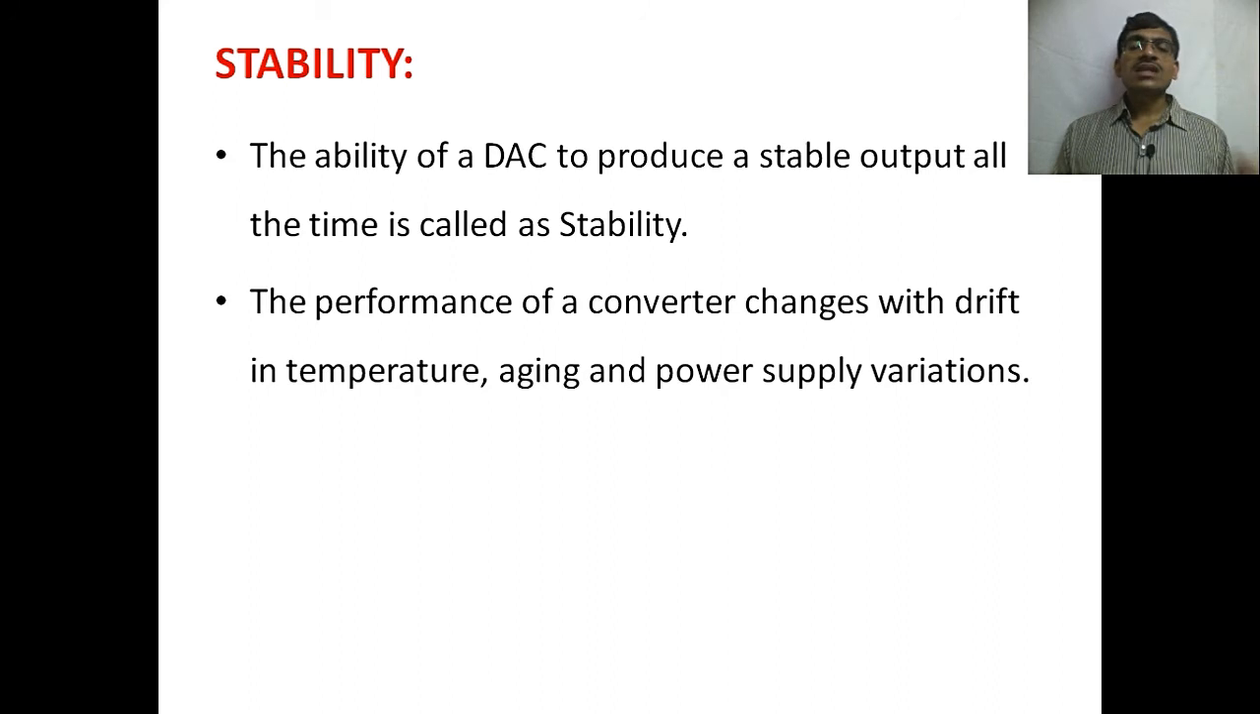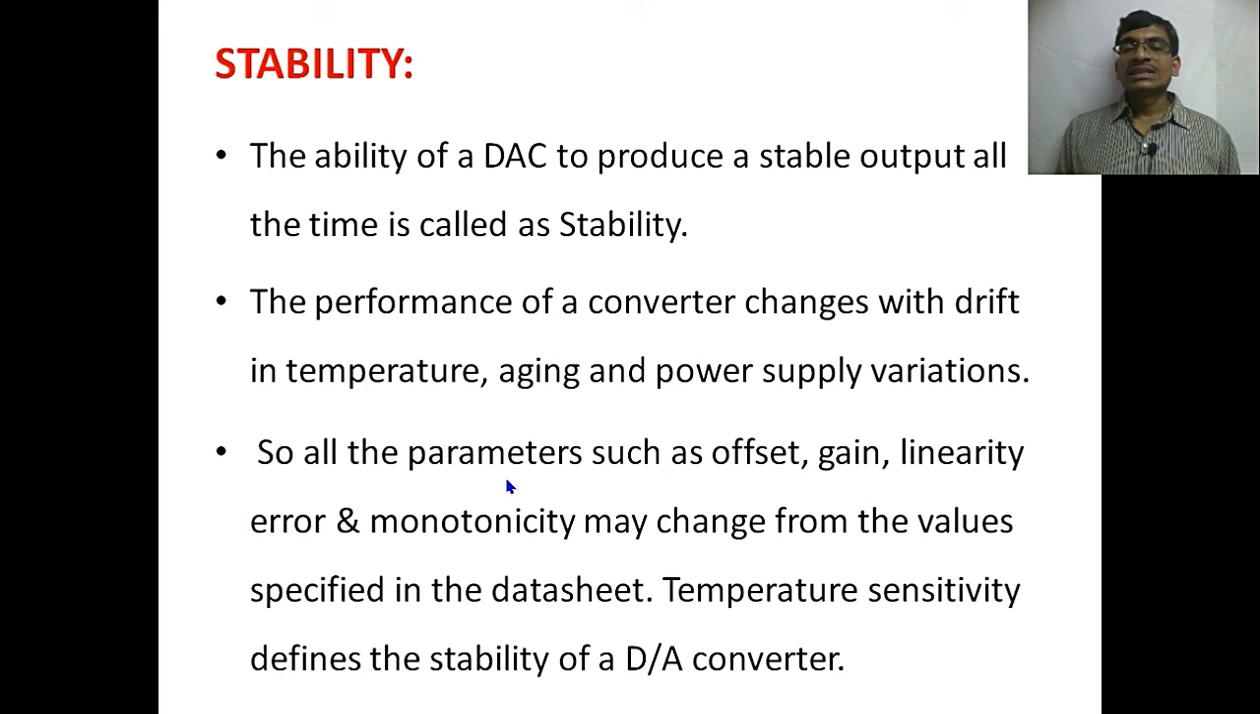The performance of a converter changes with the drift in temperature, aging, power supply and variations. These are all the factors that affect the stability of the DAC. Temperature, aging and supply voltage will change the output. All the parameters such as offset, gain, linearity error and monotonicity may change within the values specified in the data sheet. The temperature sensitivity defines the stability of the D2A converter, so the temperature stability must be high for the D2A converter.